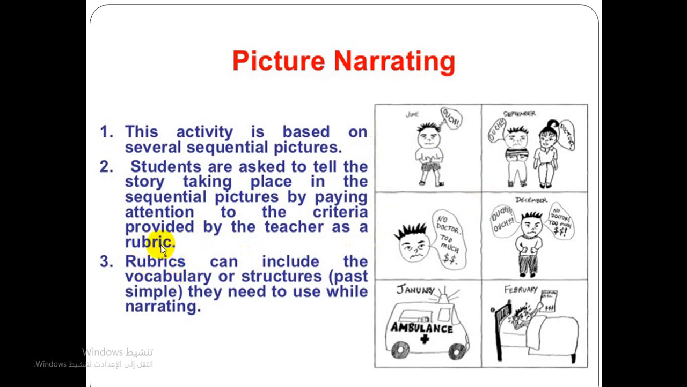Yes, rubrics can include the vocabulary or structures, for example, past simple, that students need to use while narrating.